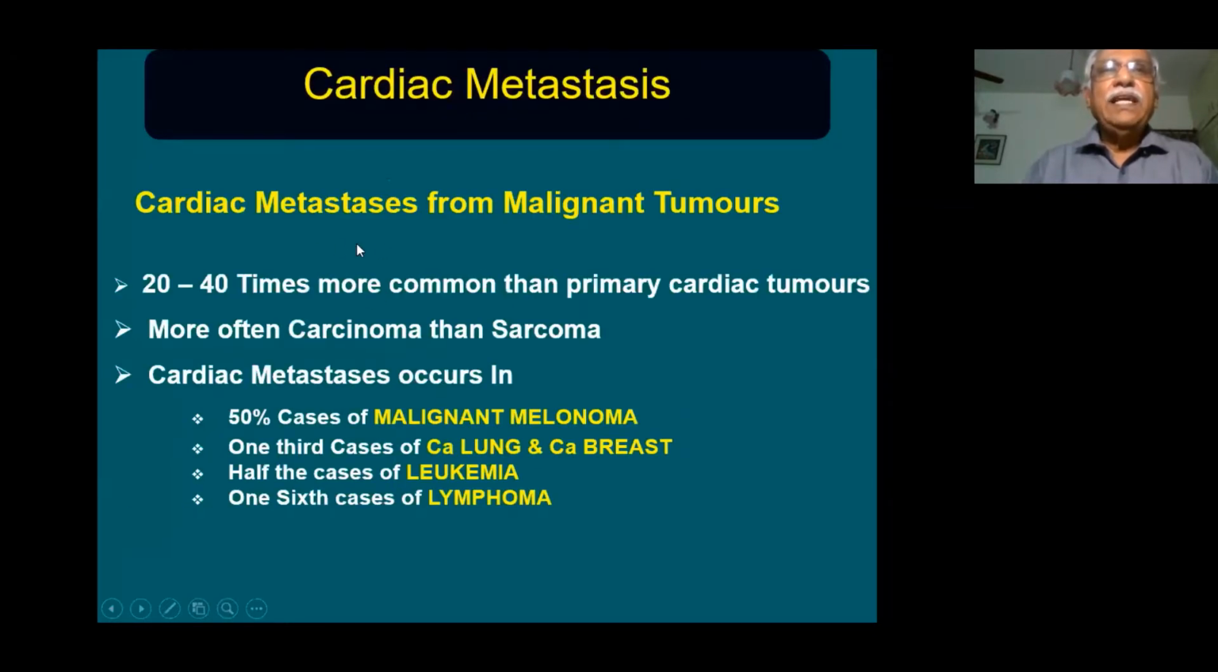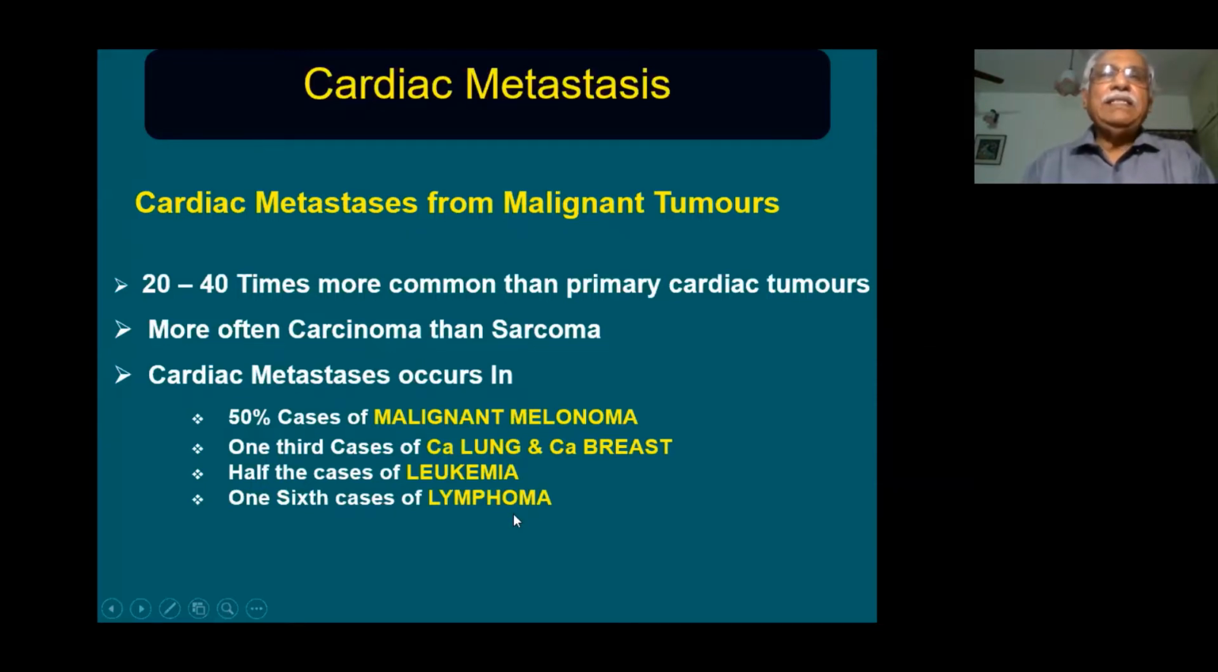As I said, cardiac metastasis from malignant tumors is one of the important tumors which occur inside the heart. It is 20 to 40 times more common than the primary cardiac tumors. I told it wrongly earlier. Secondary tumors occur more commonly with carcinoma than with sarcoma. Cardiac metastasis occurs in 50% of cases of malignant melanoma, 1/3 of the cases of cancer lung and cancer breast, half of the cases of leukemia, and 1/6 of the cases of lymphoma.